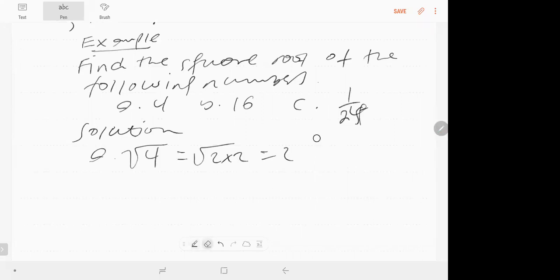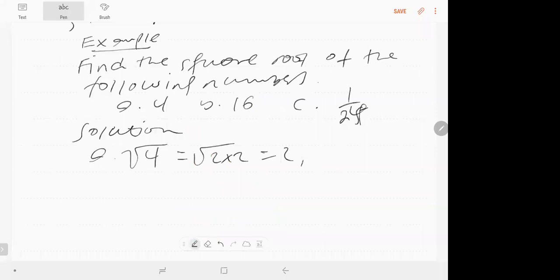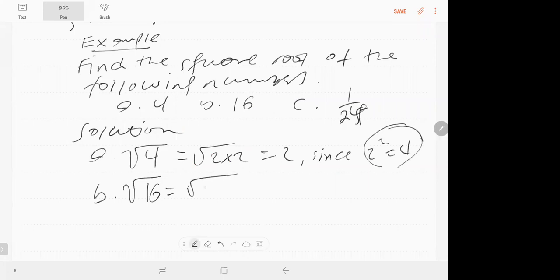since 2 square is equal to 4. If this expression is satisfied, we can say 2 is the square root of 4. In this way, we can calculate the square root of any perfect square number. B, the square root of 16 can be written as the square root of 4 times 4, which is equal to 4 because 4 square is equal to 16.